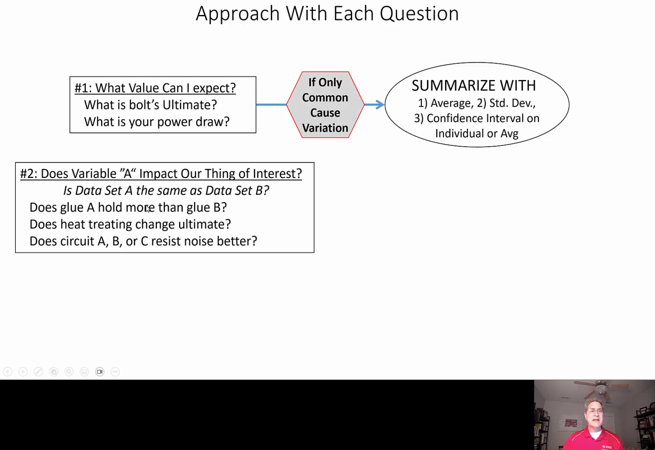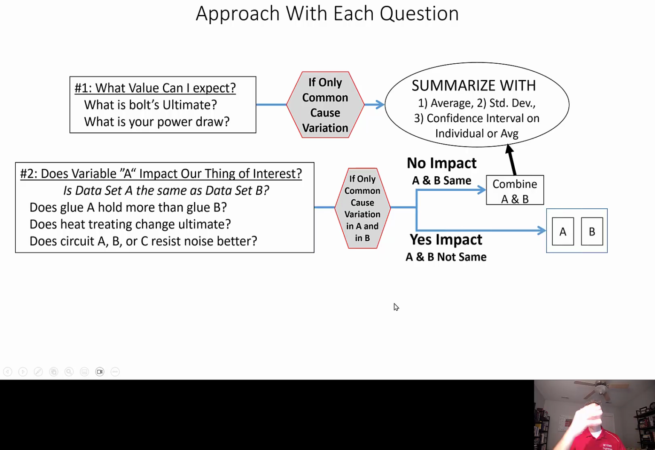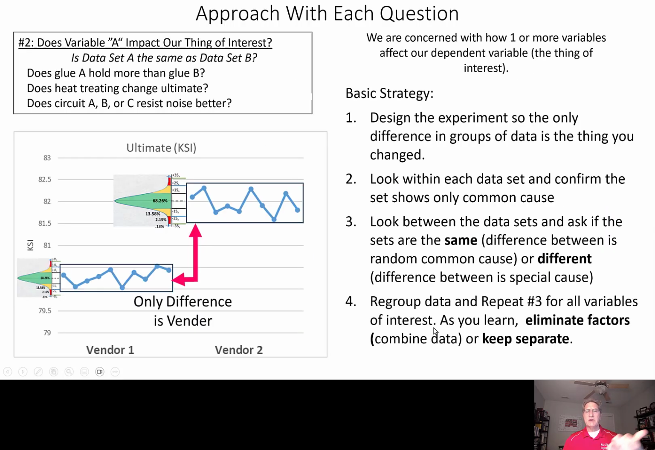And based upon what we find there, if we find that what we see is explained by random variation, it's just common cause, there's no impact, we can combine those and summarize it with one average and standard deviation. If we find, yes, there is special cause there, then we can't. We have to summarize each level of the independent variable independently. And then we added one more thing in terms of our approach, where we're going to have multiple variables that we've looked at, and we're going to regroup our data in all those ways, being curious, looking at all those variables.